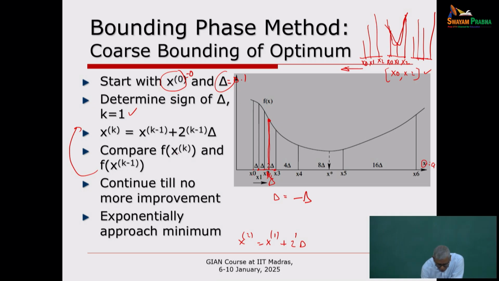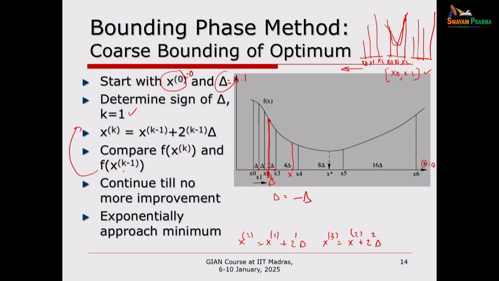Now I compare x2 with x1 and I say x2 is still better. Then I will compute x3. K is now 3, so x3 is going to be x2 plus 2 to the 2 times delta. So from x2 I am going to go 4 delta. 4 delta is this much, so I am going to come here. This will be my x3, and I still see x3 is better than x2. So next is going to be x4, which will be x3 plus 2 to the 3 delta, so I am going to go 8 delta, and I am going to be here. So this is my x4.